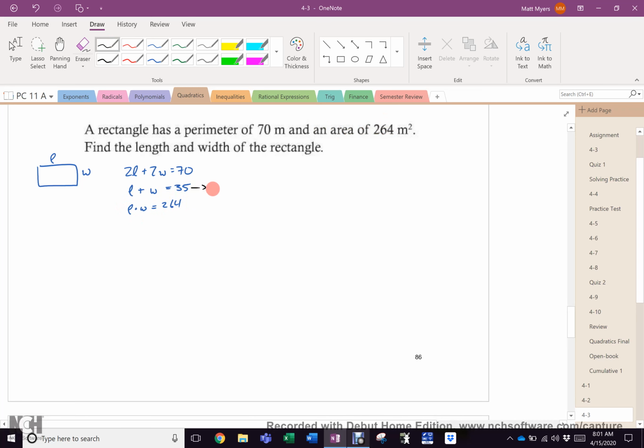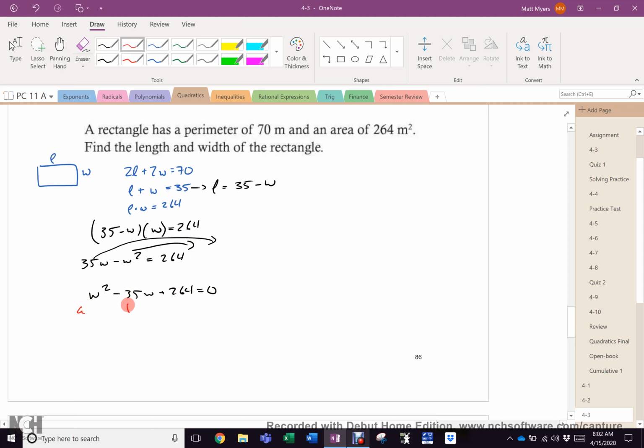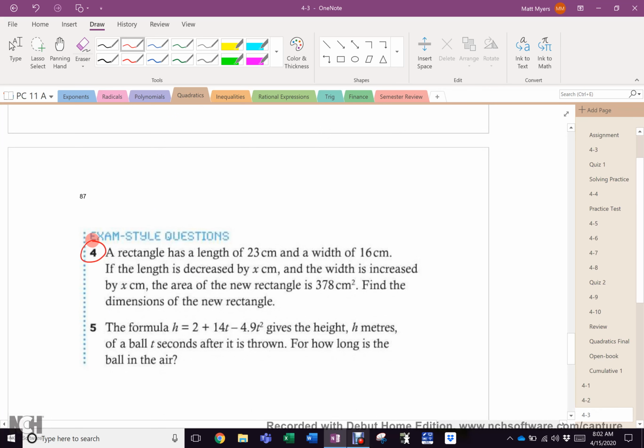Now, right there, L equals 35 minus W. What do you see right there? That's an L. If L equals 35 minus W, what can I write there? I can write 35 minus W times W equals 264. Now all I got to do is the math. 35W minus W squared equals 264. So then W squared, if I move that over, and I move that over, minus 35W plus 264 equals 0. And there is my A, B, and C. And then you can solve it. And that is the same thing you're going to need for number 4 here.